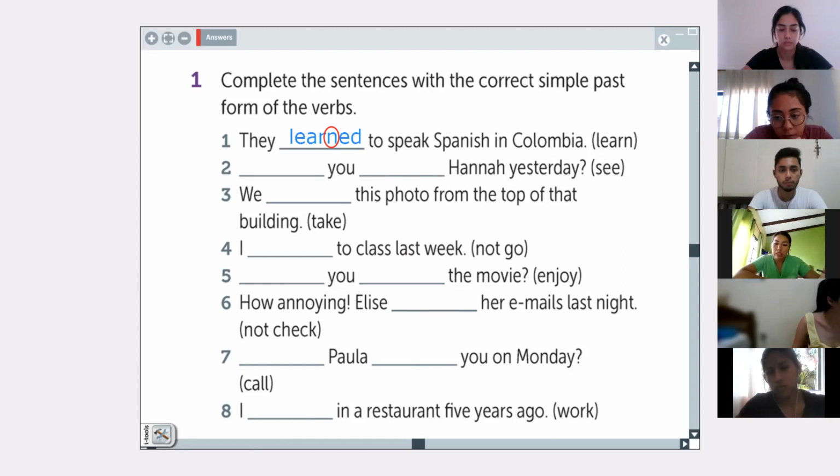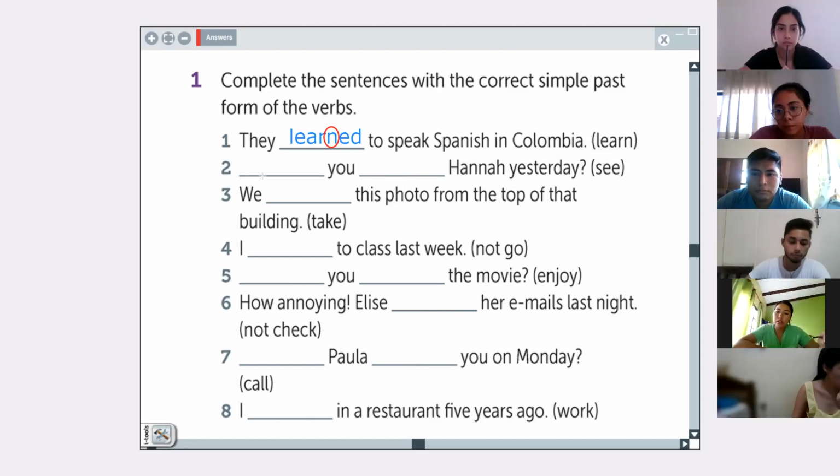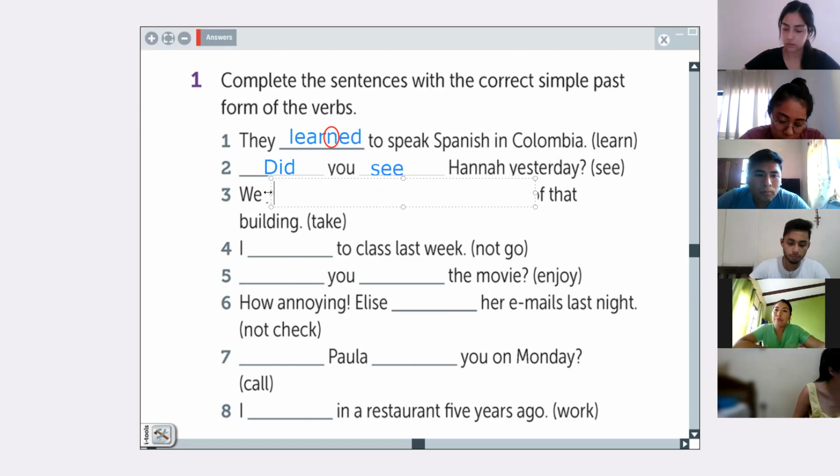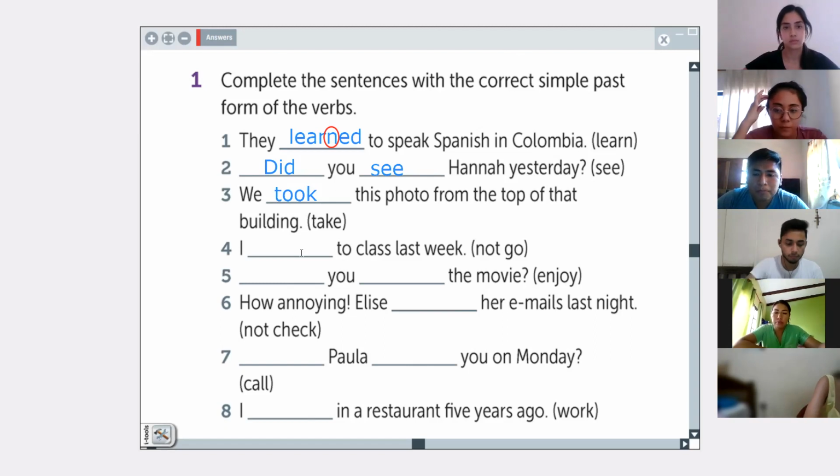Let's go with sentence number 2. Here we have a question. Please, Camila. Did you see Hannah yesterday? Very good. Did you see Hannah yesterday? Jessica, please, number 3. We took this photo from the top of that building. Is that a question? No, siempre me equivoco. Yeah, we took this photo from the top of that building. Yes, very good.